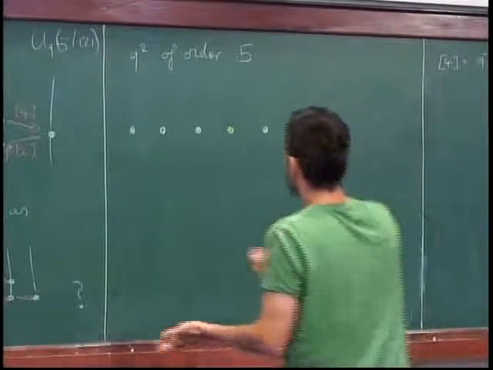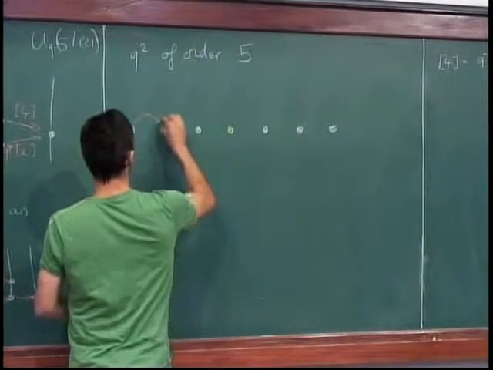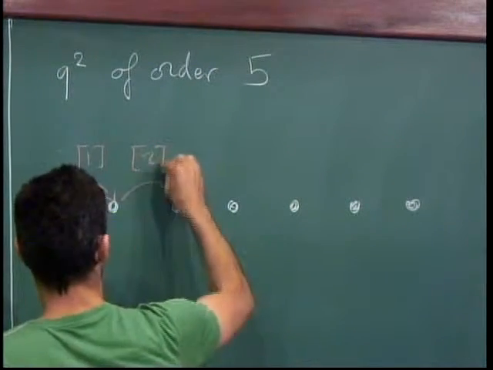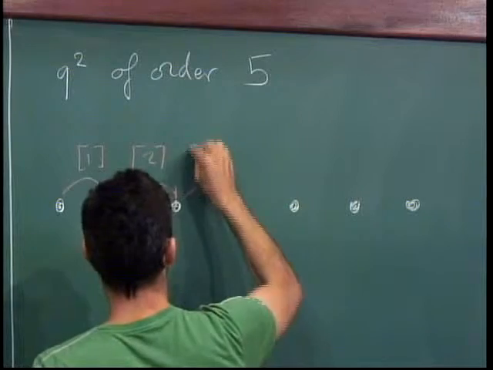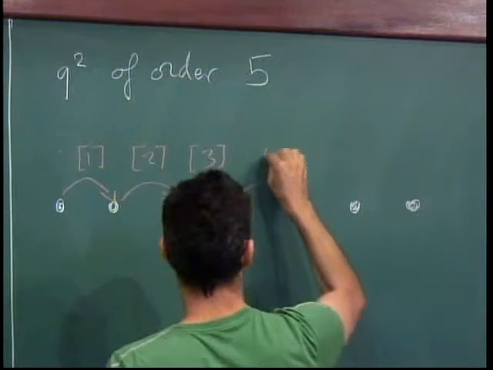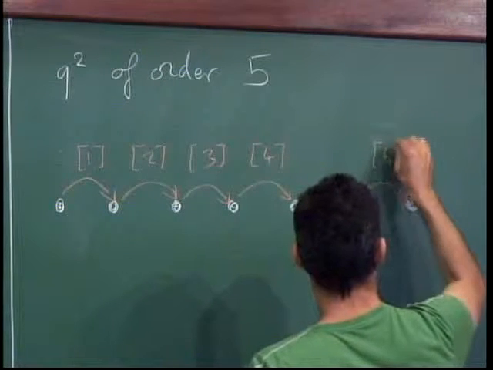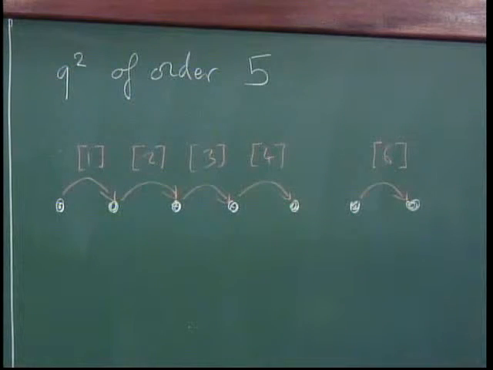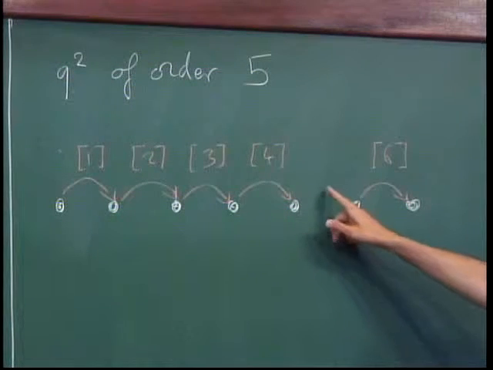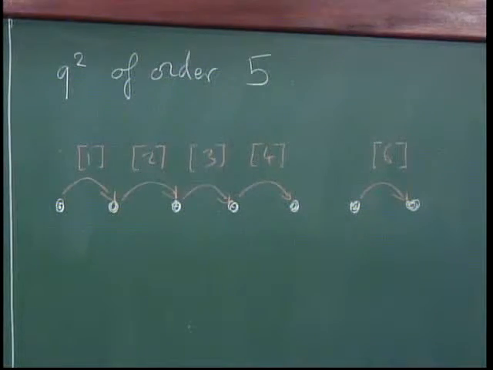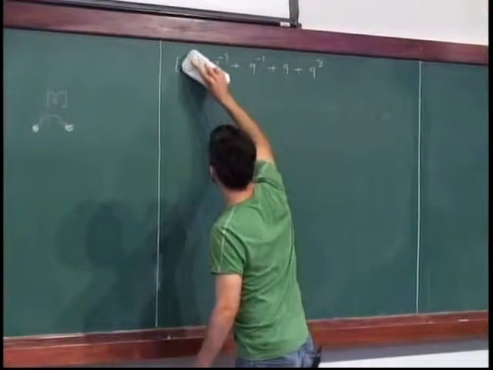So it actually doesn't change. This is what it looked like before, and it continues to look the same when q squared is of order 5, except that quantum number 5... when q squared is of order 5, oh, I took a bad example. I should have taken quantum number 5.